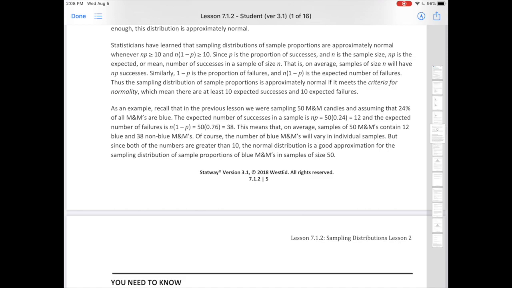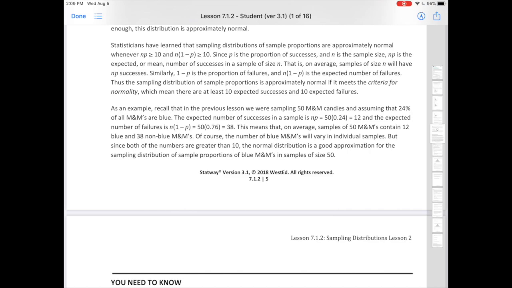Statisticians have learned that sampling distributions of sample proportions are approximately normal whenever n times p is greater than or equal to 10, and n times 1 minus p is greater than or equal to 10. Since p is the proportion of successes and n is the sample size, n times p is the expected or mean number of successes in a sample of size n. That is, on average, samples of size n will have n times p successes.